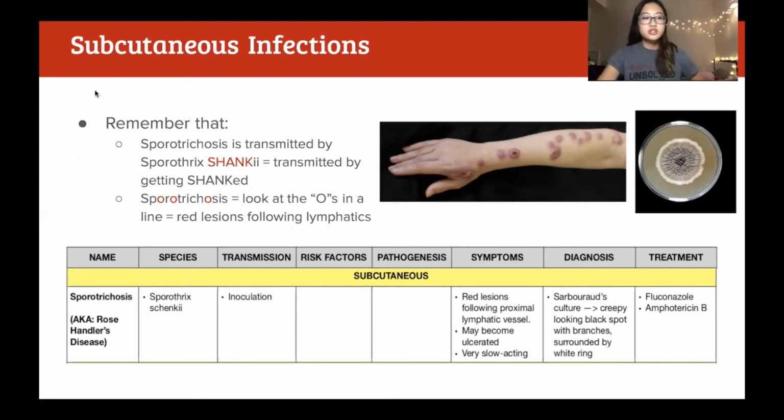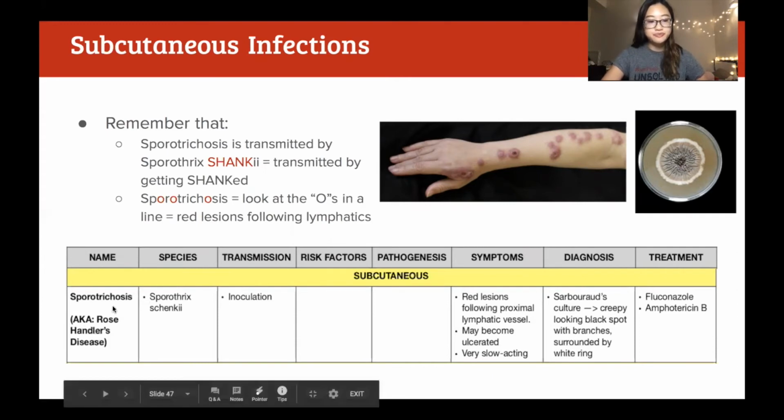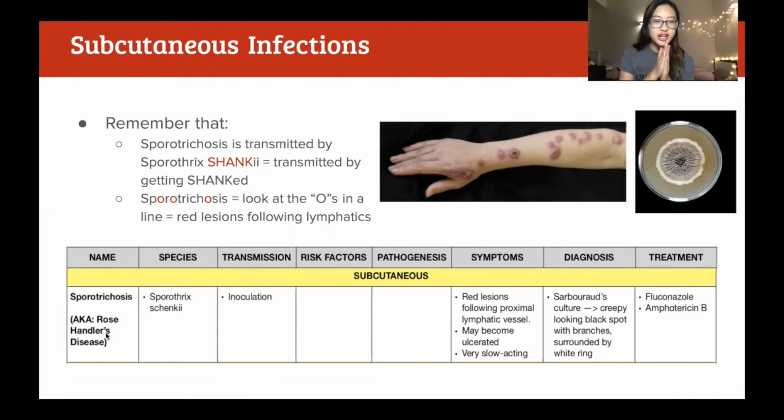Okay, anyway, so subcutaneous infections. The one that you have to remember for this one is sporotrichosis, which is also known as rose handler's disease. I kind of forgot to put this in the slide, but if somebody says on the exam that this person is a gardener, and the gardener suddenly has red lesions that pop up on the skin, you know, okay, this person has sporotrichosis, and that's why there are all those red lesions on the skin.